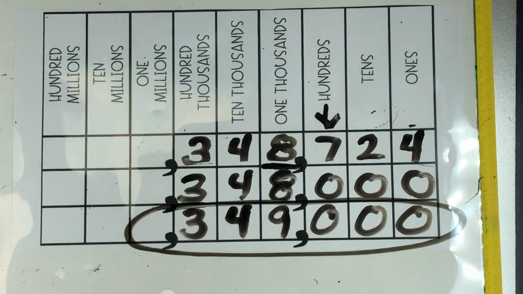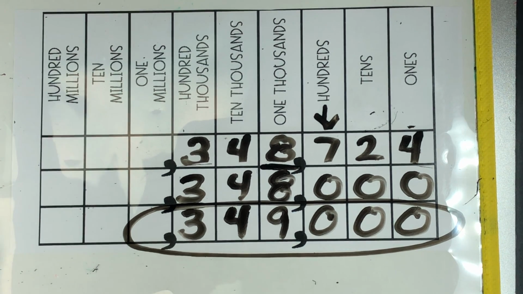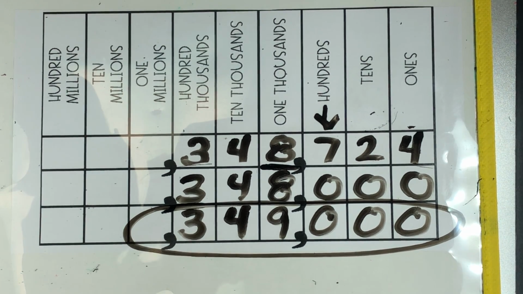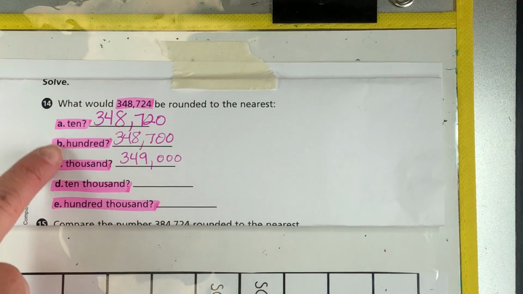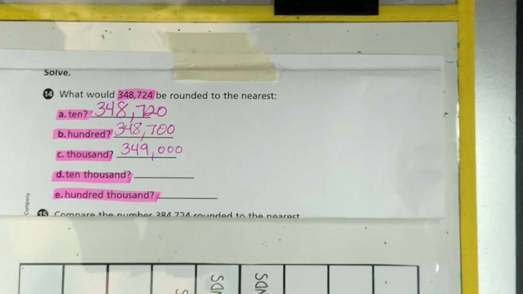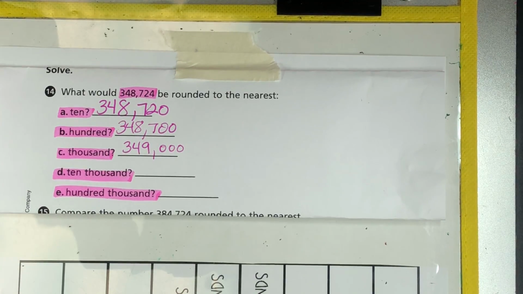So to study and to practice for the homework that they've been given this weekend, it might be a good idea to make up some numbers that go into the 100,000s and have your child round to these places, and they can practice using this place value chart. So hope that helps.